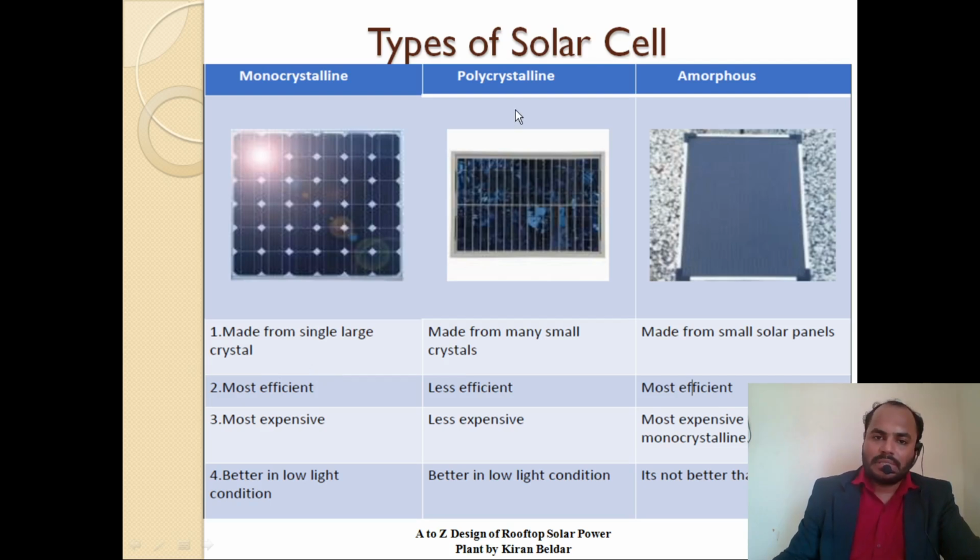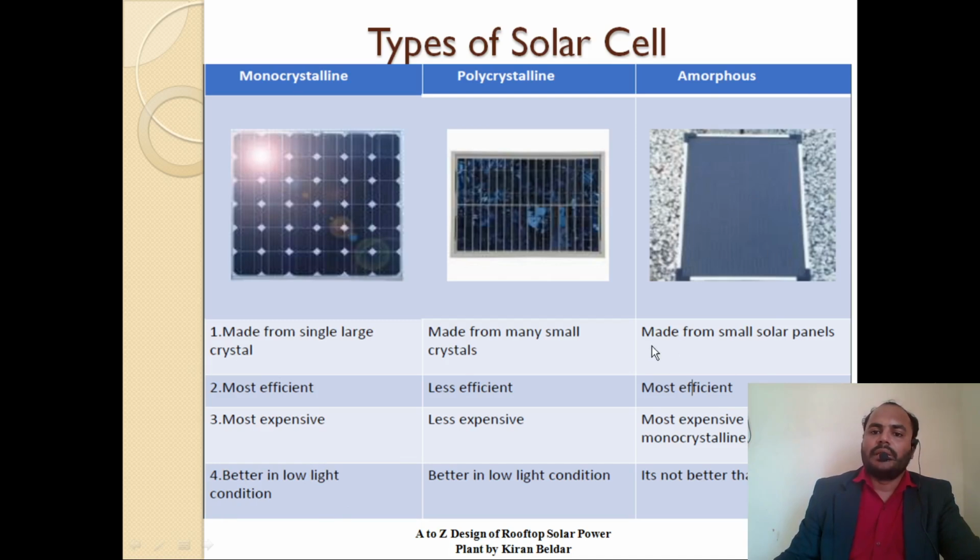Next is polycrystalline solar cell. It is made up from many small crystals. By using the small crystals, this polycrystalline cell is made. It is less efficient compared to the monocrystalline type of solar panels. It is less expensive also. For the same wattage, the price of monocrystalline solar cell is more compared to the polycrystalline solar cell. Better in low light condition, but not as good as the monocrystalline type of solar cell.